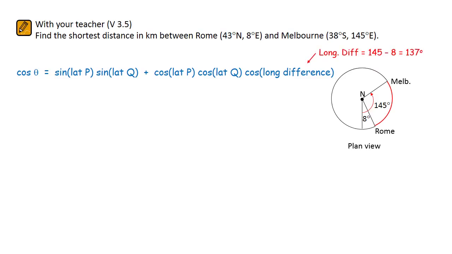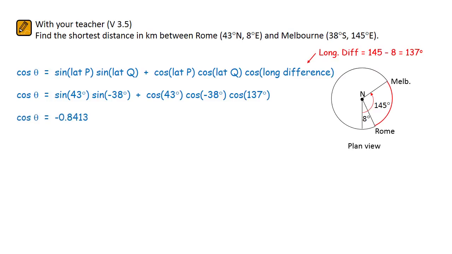Put all the information into the formula, remembering to enter the southern latitudes as negative. This particular calculation works well if it's done all as one big long string on your calculator, and in fact I recommend doing it that way because it may save you from errors. You'll get a value for the cos of theta, and then you'll use the inverse cos to find out that theta is equal to 147.28 degrees. This is the angle subtended at the Earth's centre when a journey is made from Rome to Melbourne.